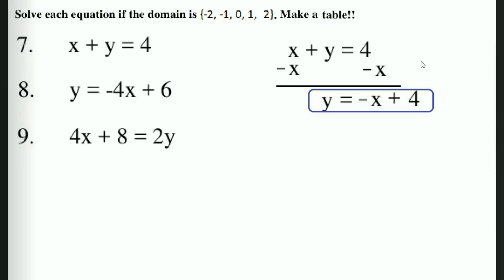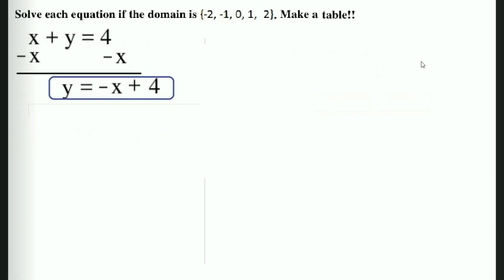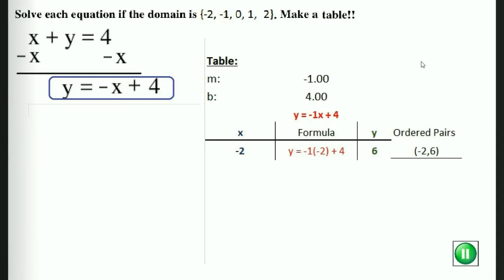Now that we have our equation worked out, we can actually create that table. So m is going to be whatever our x coefficient is, and m is the same thing as saying slope, okay? You're going to see that again in algebra. And b is positive 4. So our equation is negative 1x plus 4. So here's what we have to do. Starting with negative 2, we plug that in as our x. So y equals negative 1 times negative 2 plus 4. We get 6.